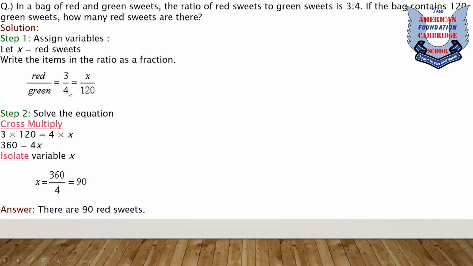We'll cross multiply. We'll multiply 4 by x and we'll multiply 3 by 120. You can clearly see the answer. 3 into 120 is 360 and 4 into x is 4x. Since we want to know the value of the variable, we isolate it, which means to separate the variable. Since 4 is multiplying with the variable, if we move it to the other side, it will divide. Whenever something is multiplying on one side, we divide it on the other side. If something is adding on one side, we subtract on the other side.